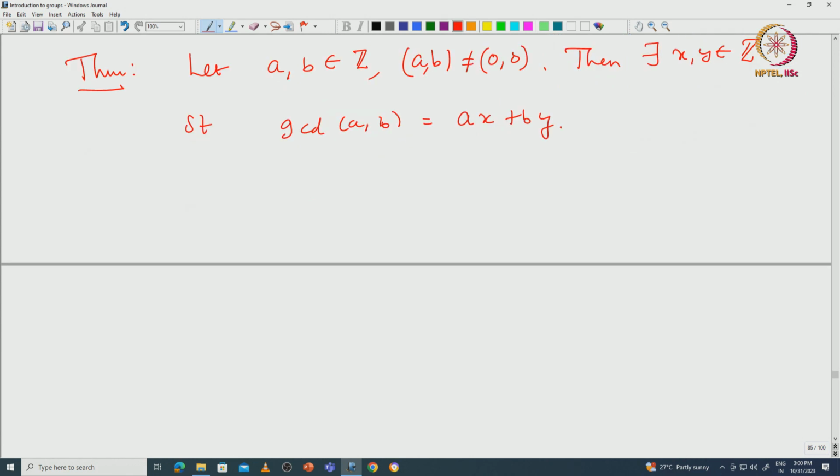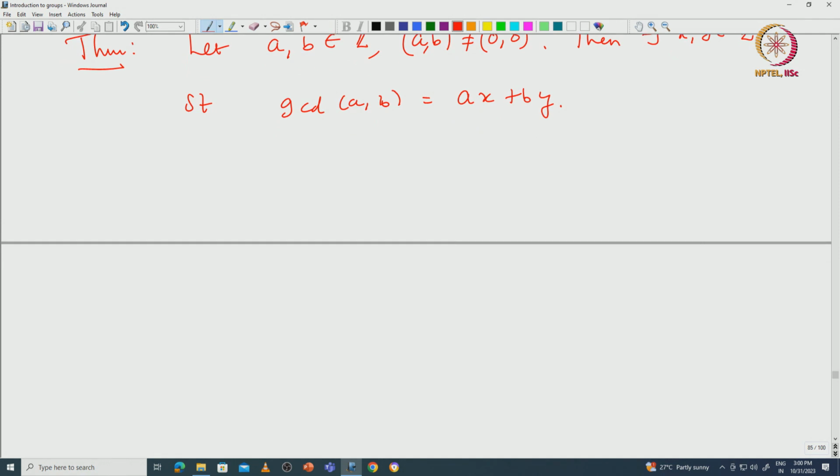This theorem can be proved in two different ways. One can use the Euclidean algorithm to compute GCD. That actually uses the division algorithm. I will leave it to you to think about that. I will just sketch how it works. This is called Euclid's algorithm to compute GCD.